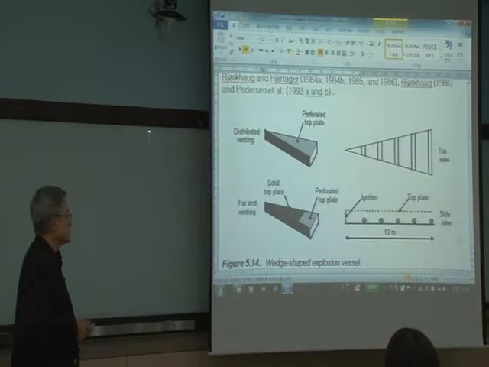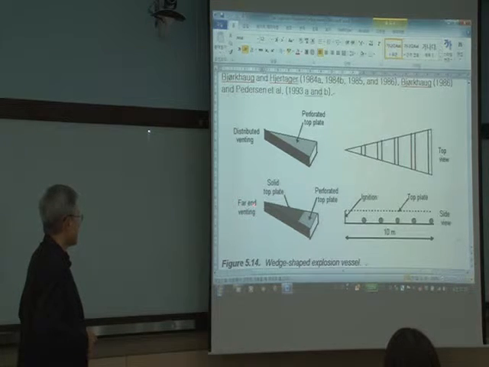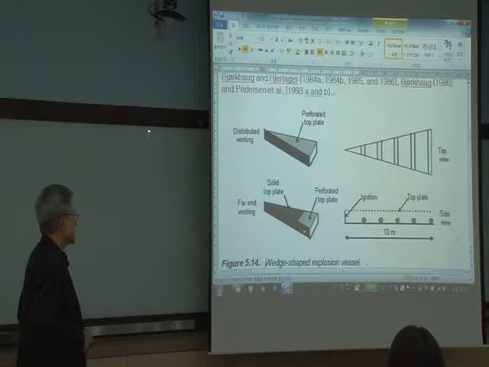Then ventilation is possible. And another case here, this is called the distributed venting, when you have perforations at the top plate. And another case is the far end venting, only this portion has a ventilation option. It's a perforated top plate. This is a solid. This is a solid.